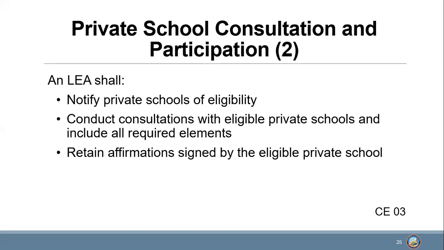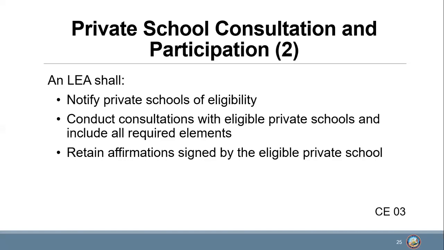This slide here for CE3 gives a brief overview of the entire process of private school consultation and participation. After an LEA has determined which schools are serving eligible students, they must notify the school of their eligibility. Usually this is in the form of a letter that goes out to the private school, letting them know that they have students who are eligible for services.